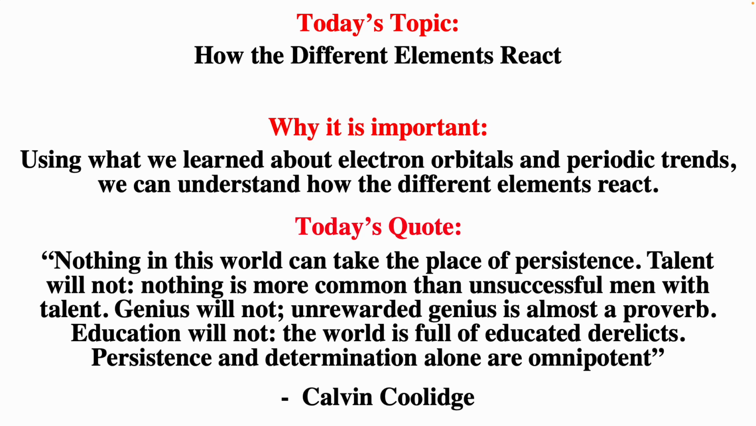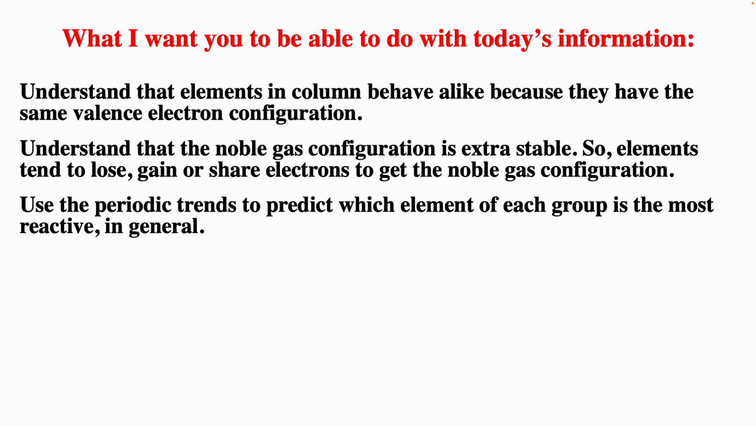So this video is on how different elements react. Using what we learned about electron orbitals and periodic trends, we can actually understand how different elements react. We should be able to predict how different elements react. What I want you to be able to do after watching this video is understand the elements in a column behave alike because they have the same valence electron configuration.